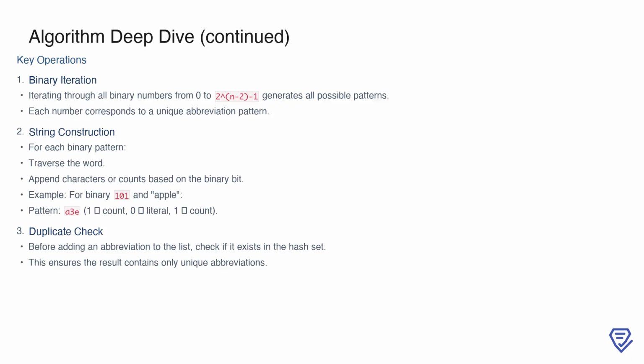Duplicate checks are another critical operation. Before adding an abbreviation to the final list, we verify its uniqueness by checking the hash set. If the abbreviation already exists, we skip it, ensuring that the result only contains unique entries. These operations form the backbone of the algorithm, enabling efficient generation and storage of abbreviations.